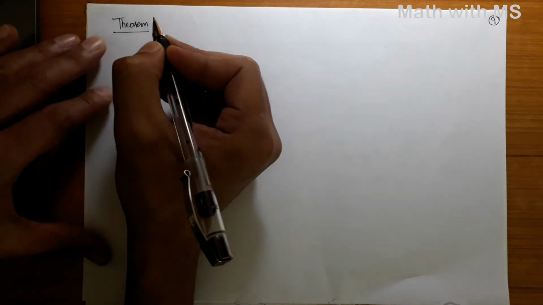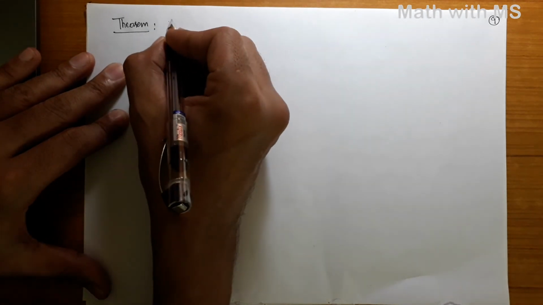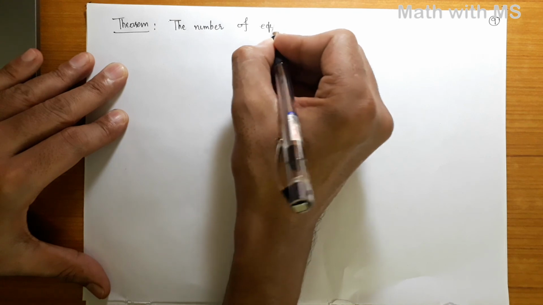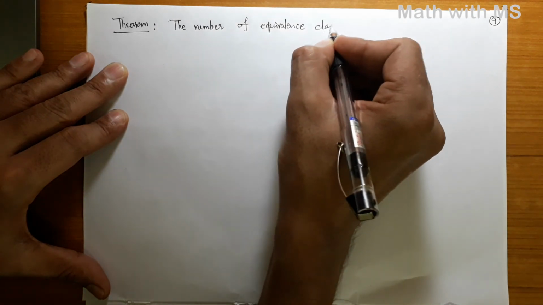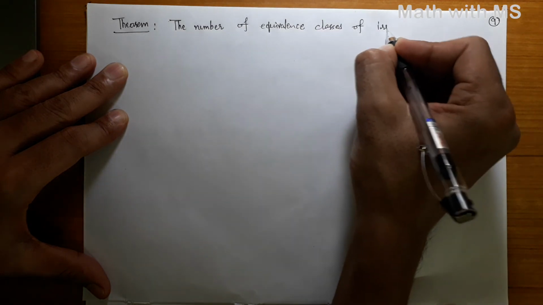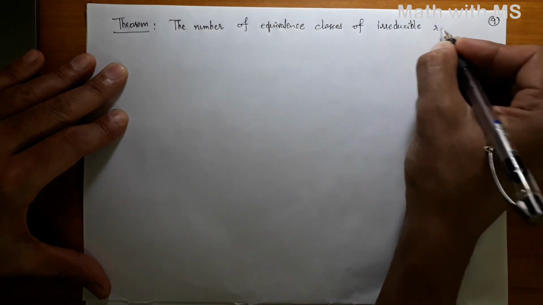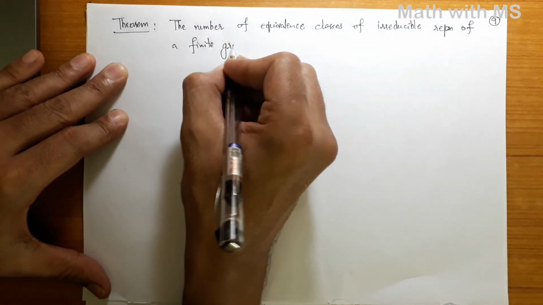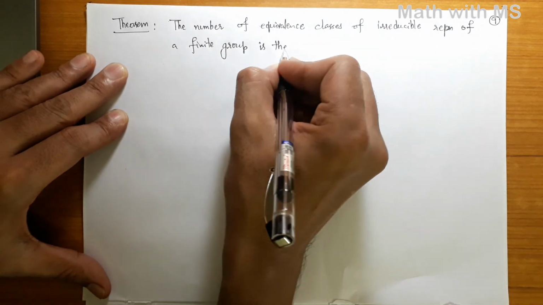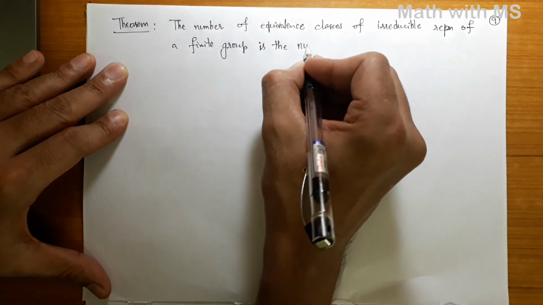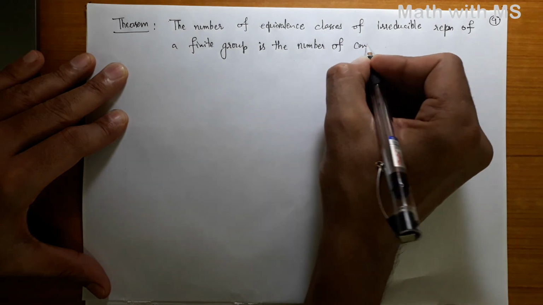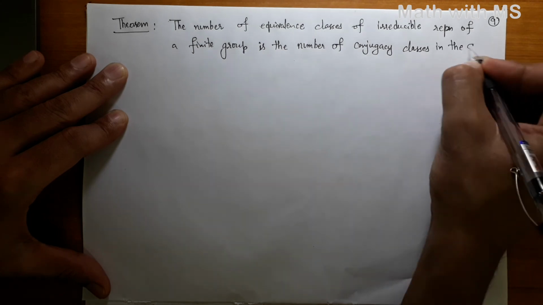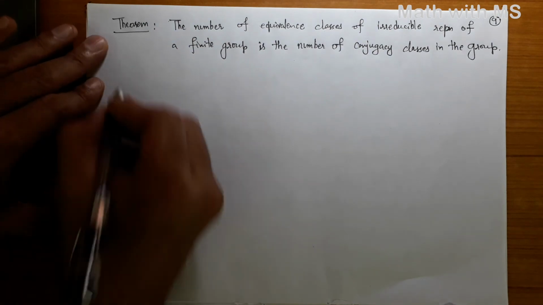Theorem: the number of equivalence classes of irreducible representations of a finite group is the number of conjugacy classes in the group. Very beautiful result. So let's prove this.